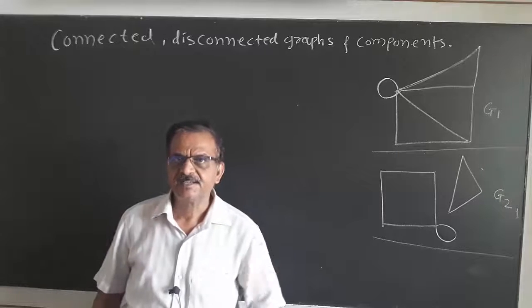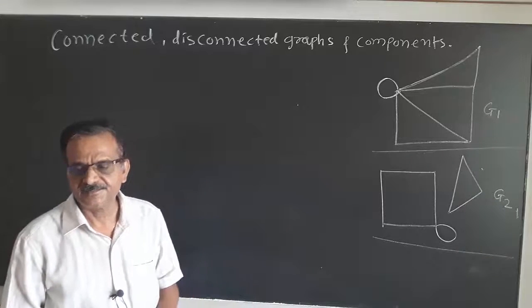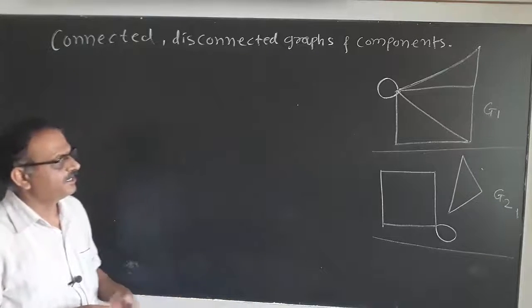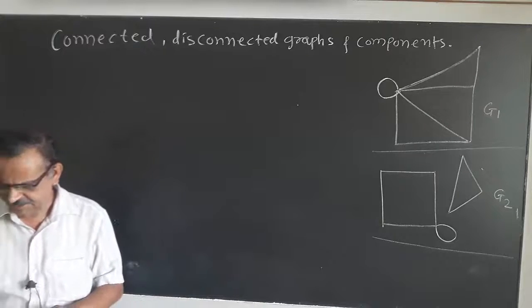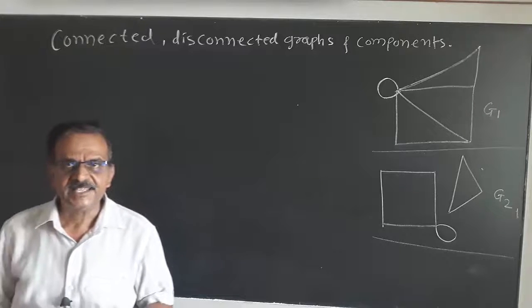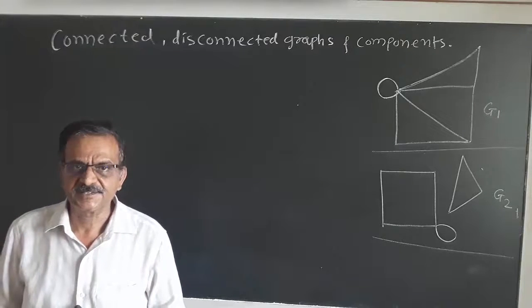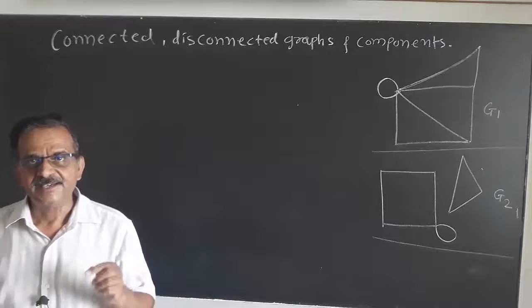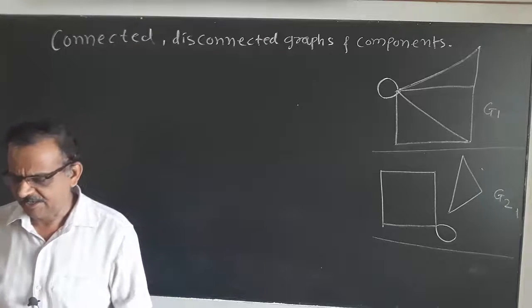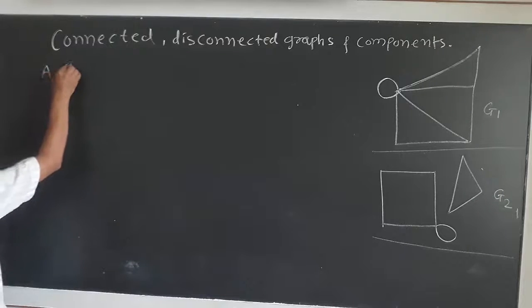Let us discuss connected, disconnected graphs and components. What is meant by connected graph? Connected graph means the graph in which we can reach every vertex from every vertex by a single path is called as connected graph.